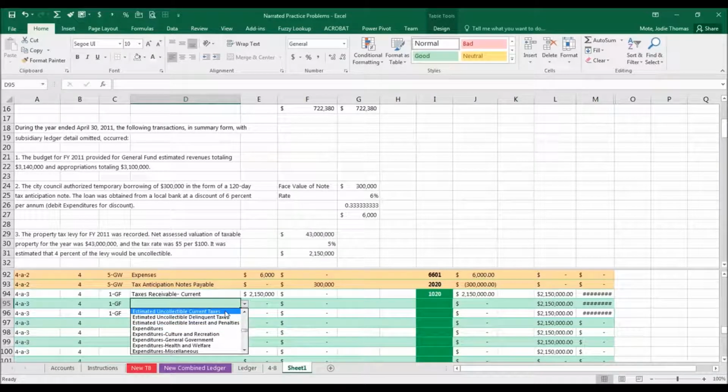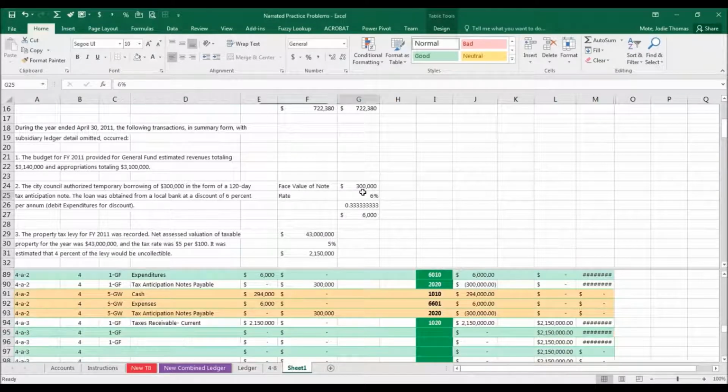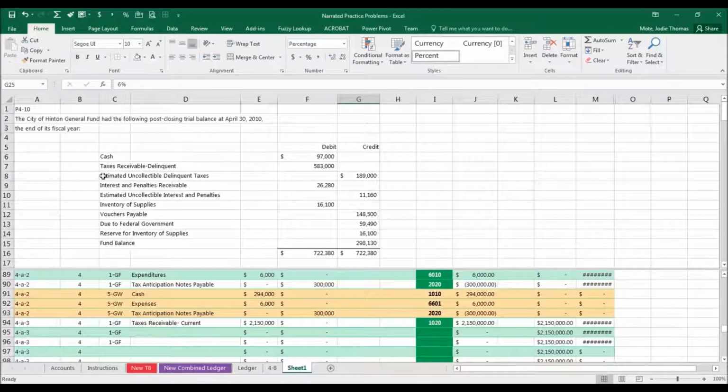uncollectible current taxes. You see there's different lines here. There's different accounts for estimated uncollectible delinquent taxes, and you will see that up here in the prior year balances, because that's pretty much all you should have at the end of the year on these problems. You're not going to have any current taxes receivable current, because at the end of the year, part of the process is to reclassify all those to the delinquent accounts, both the taxes receivable delinquent and the estimated uncollectible delinquent.